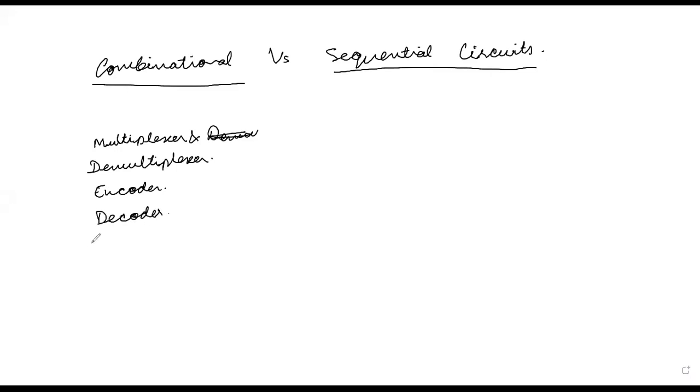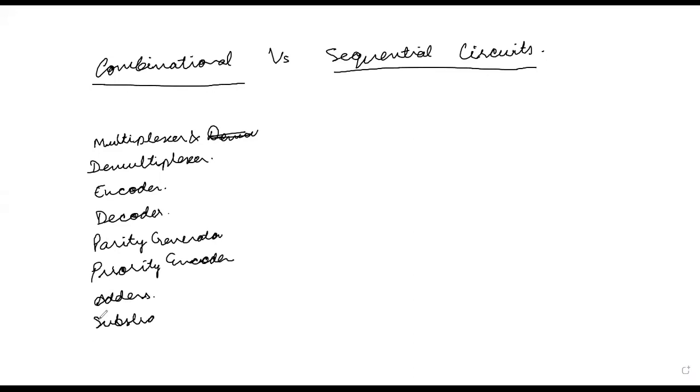Okay, and there are so many other examples, like parity generator, parity checker, priority encoder, adders, subtractors, and various converters. So these are the examples of combinational circuits.